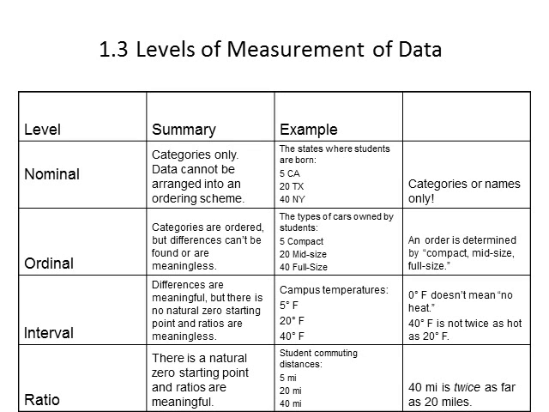The final level is ratio. This is where we do have a natural zero starting point and we can do some comparisons with our numbers, like multiplying by 2 or multiplying by half, and the ratios are meaningful. For instance, students' commuting distances were found to be 5 miles, 20 miles, and 40 miles. Now with mileage, distance can be compared, and 40 miles is truly twice as far as 20 miles. So that would be an example of ratio data.